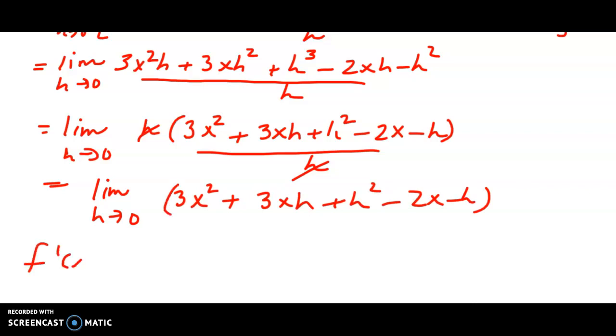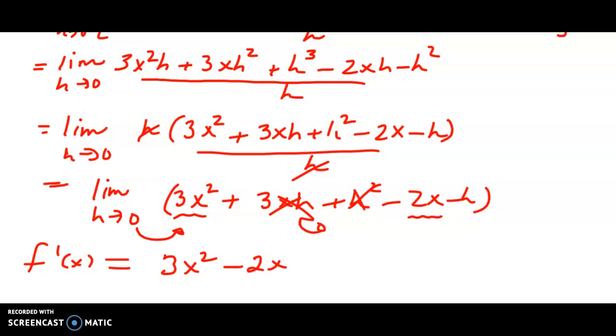Now, f prime of x equals, when I apply the limit and substitute 0 in for h, there's no h in that term, so I know I'm left with 3x squared. If h goes to 0 here and I multiply, I know that's gone. h goes to 0, I know that's gone. I'm left with a minus 2x, because there's no h term, and this h goes to 0. So my derivative is 3x squared minus 2x, which stands for the equation of the tangent line for the graph.